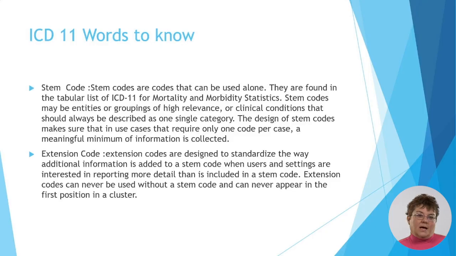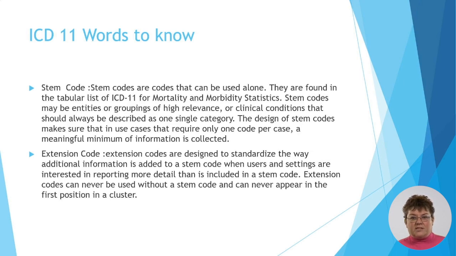So looking at some words as we start to break down ICD-11, there is the stem code. Stem codes can be used alone. They say one thing, and they don't really need any other codes. They're found in the tabular list of the ICD-11 for mortality and morbidity statistics. Stem codes may be entries or groups of high relevance. Some conditions kind of go together. We have multiple stem codes, and other ones do not.